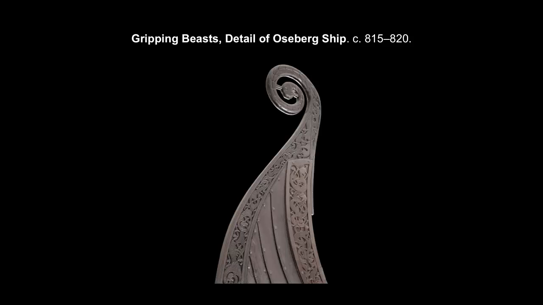By the time of its discovery in modern times, the ship had long been stripped of its luxury goods, but the ship itself had some very well-preserved elements, including its prow, showing the detailed carving of interlaced beastly bodies. And this is what we're looking at here. So there are interlaced animal figures in this strip, and also the outer strip.